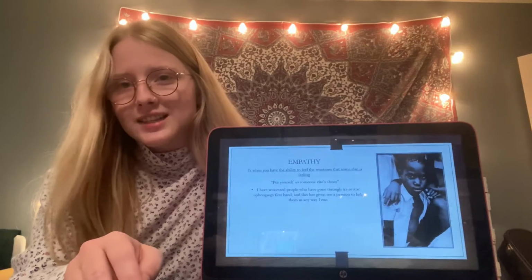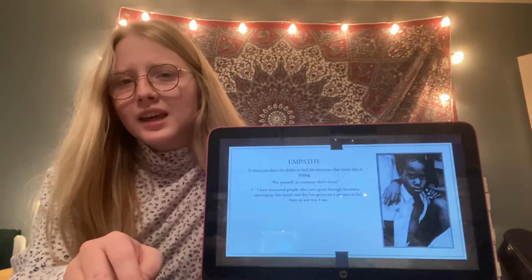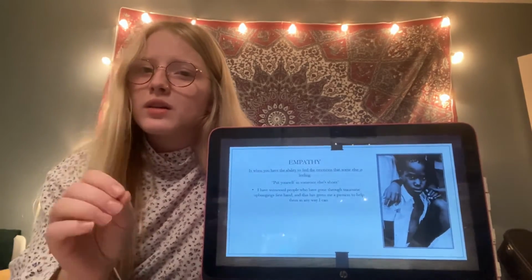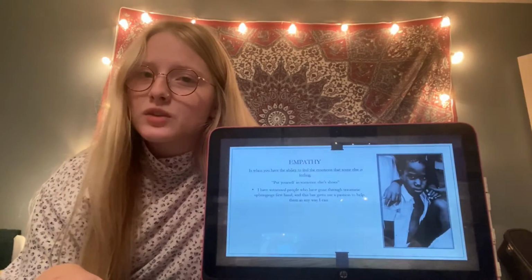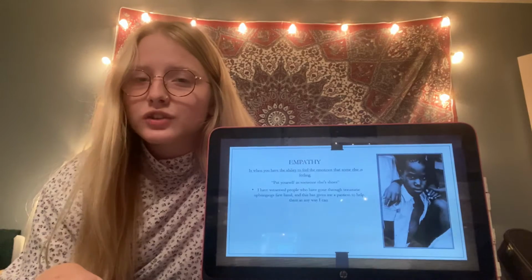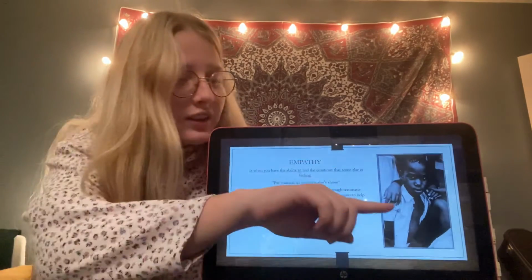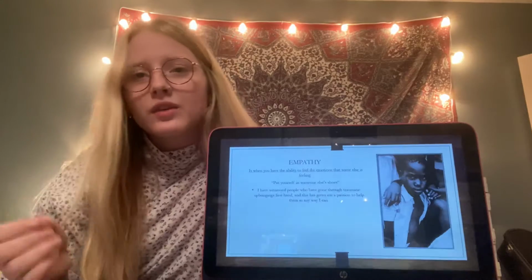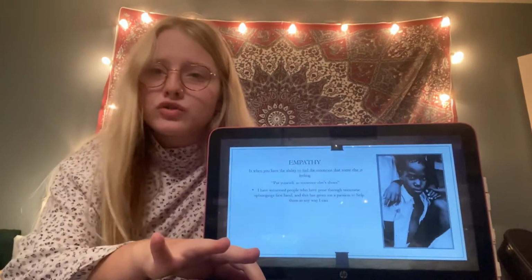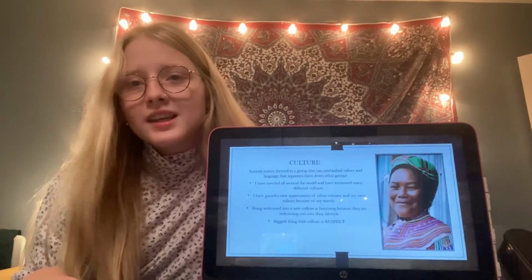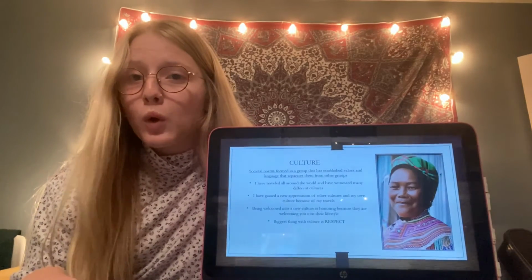The next slide is empathy. Empathy is when you can feel the emotions of someone else. I've definitely learned how to have empathy towards kids, especially in different countries, just because I took this picture and you can feel the emotions he's feeling, even just in his eyes and the trauma that he's been through.